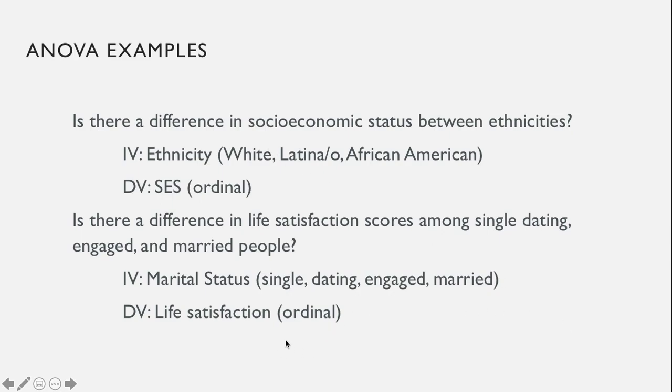Is there a difference in life satisfaction scores across single, dating, engaged, and married people? So the independent variable is marital status with these groups. And notice there are more than 2, so it has to be ANOVA. And then the dependent variable, life satisfaction, is measured ordinally. So they're trying to figure out if the life satisfaction mean is significantly different for these 4 groups.